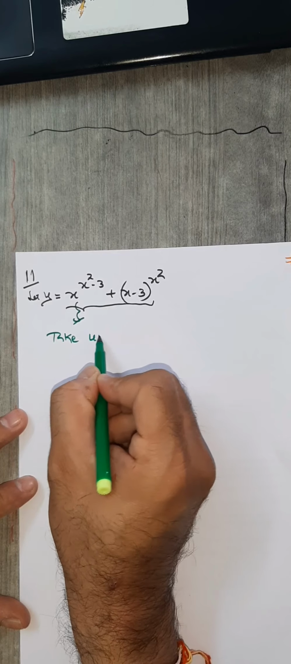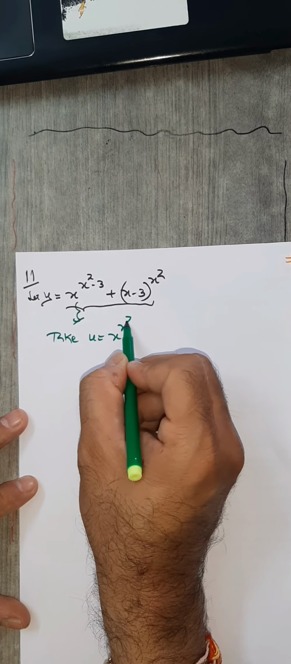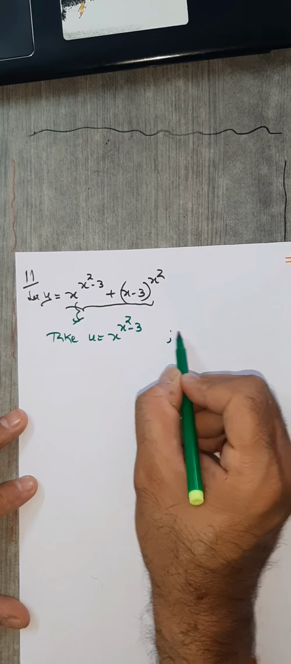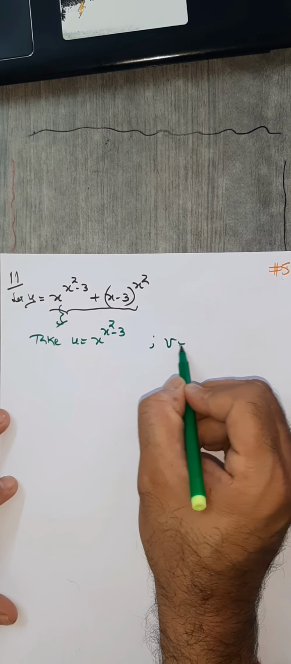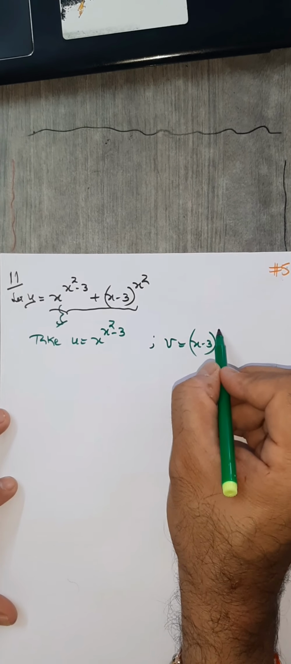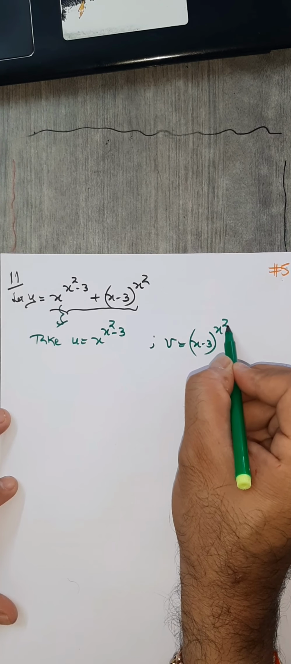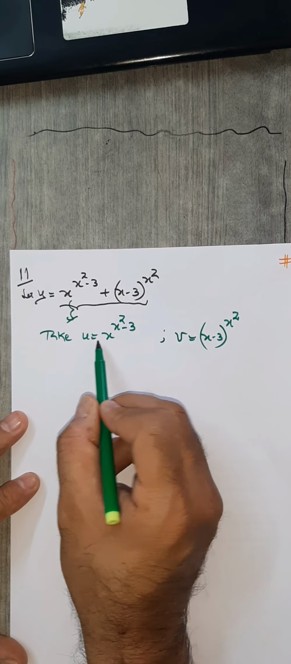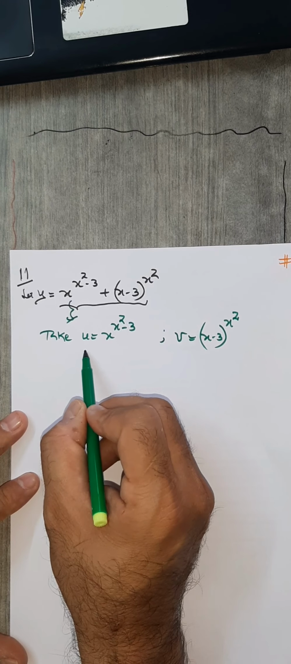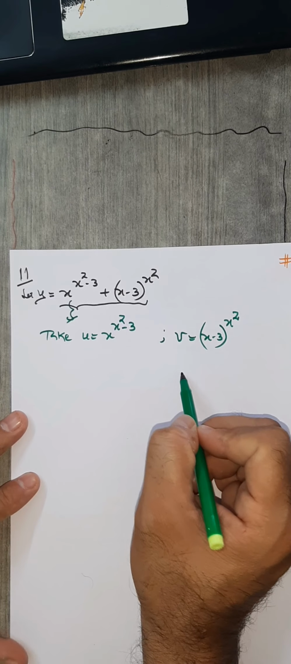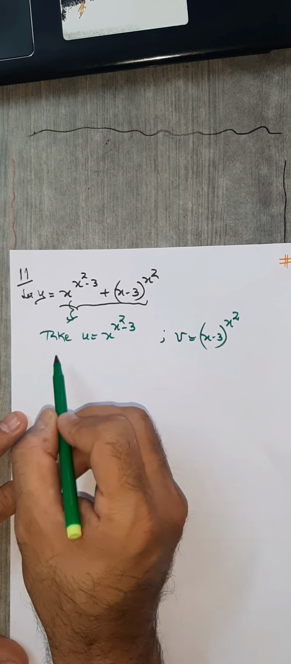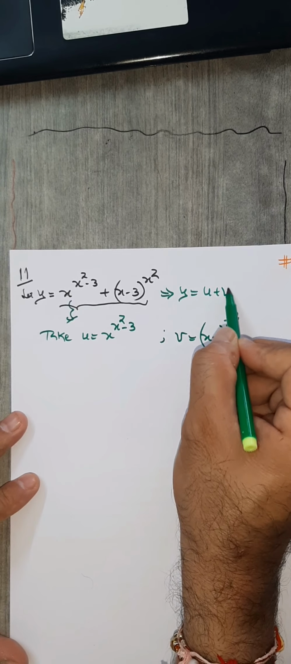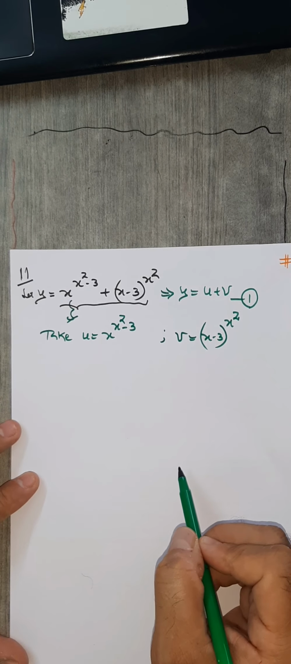Take u equals to x raised to x squared minus 3. Why do we need to do like this? This is because this is a variable raised to variable form. And I'll take another function v equals to x minus 3 the whole square, here x squared. So now we apply the log, you get the du by dx. We apply the log, we get the dv by dx. That's the derivative with respect to x. But before we do that, here y becomes what it would be, u plus v. Call this as 1.